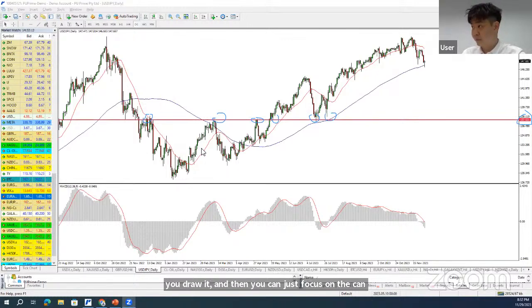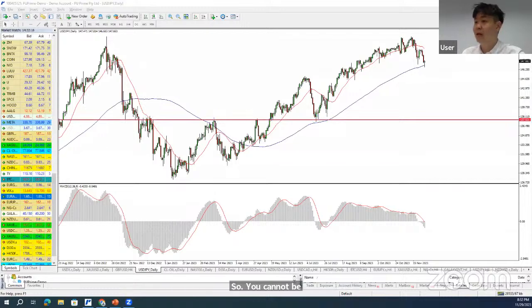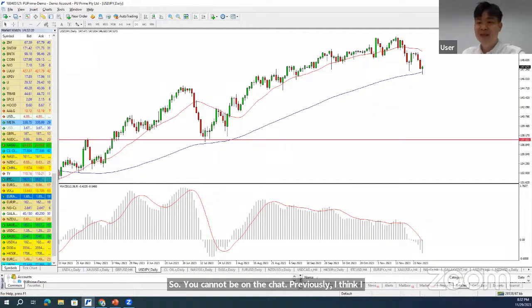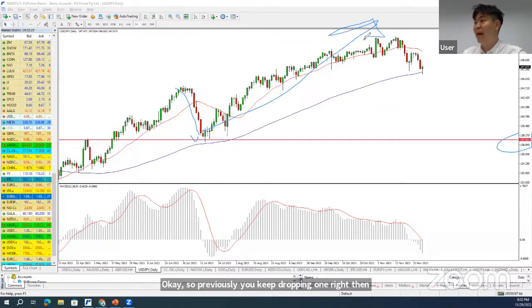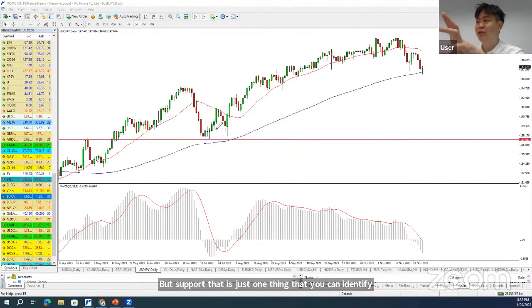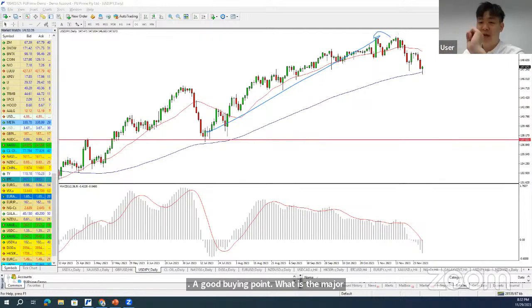So you can notice on the charts, previously, I think I zoomed the candlestick for you clearer. Okay, so previously it keeps dropping, right? Then after it hits the support level, it starts to rebound and increase aggressively. But support level is just one thing that you can identify a good buying point. What is the major catalyst that causes the USD JPY to go up further is you can look at the candlestick pattern.